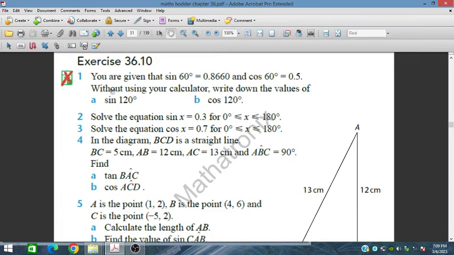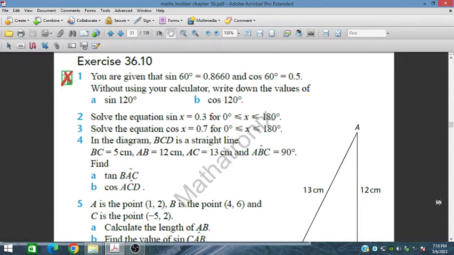Now exercise 36.10: you are given that sin 60 degrees is equal to 0.8660 and cos 60 is equal to 0.5. Without using your calculator, write down the value of sin 120 degrees. 120 degrees is 180 minus 60, and sin of 180 degrees minus 60 is sin 60, so this gives again 0.8660. On the other side, cos 120 degrees is cos of 180 degrees minus 60 degrees, which gives minus cos 60, so this becomes minus 0.5.